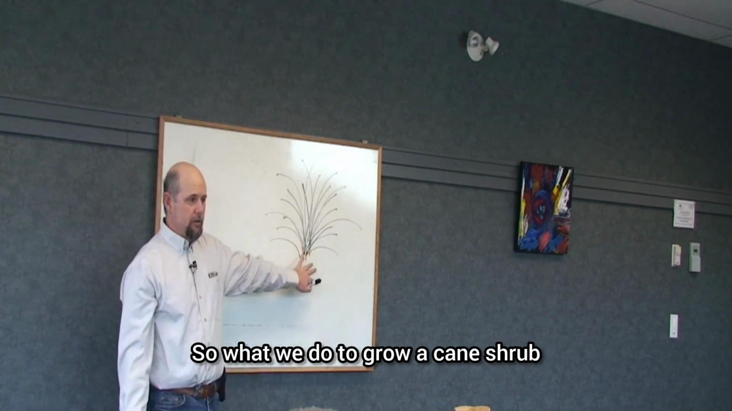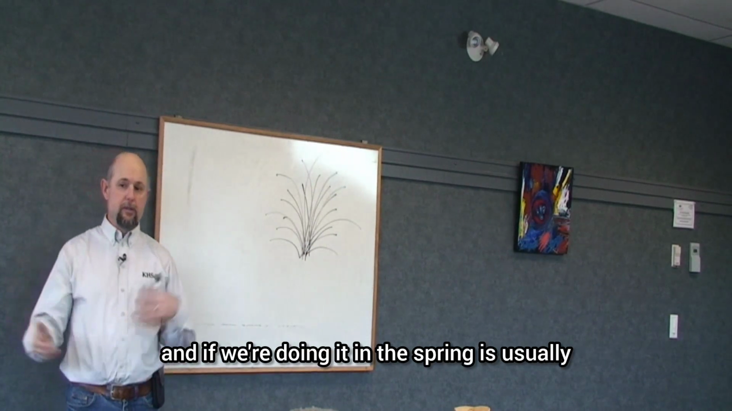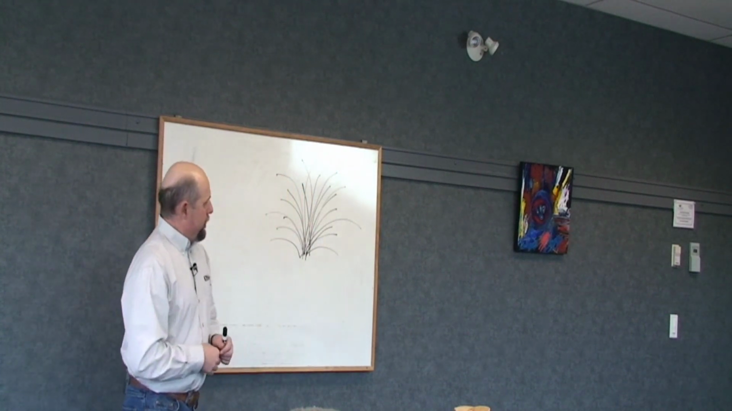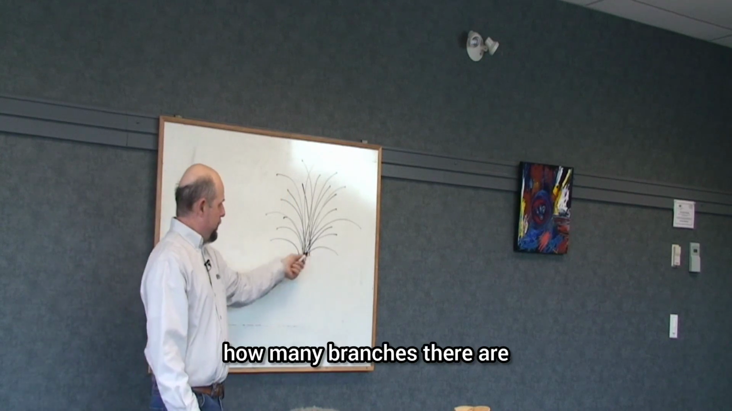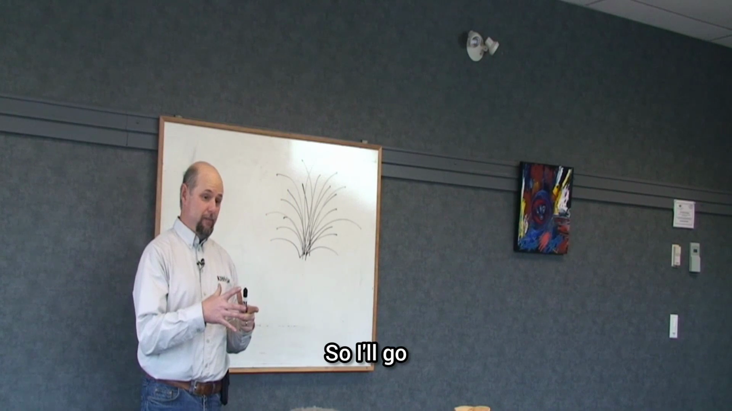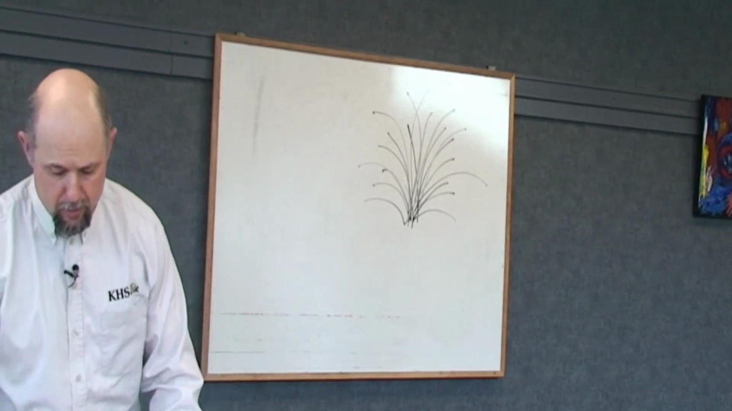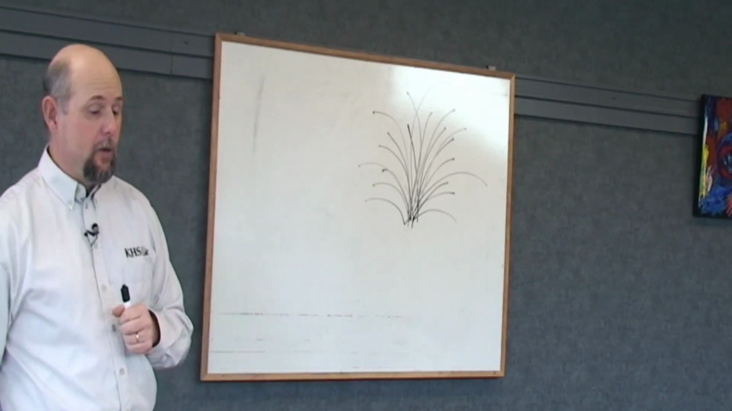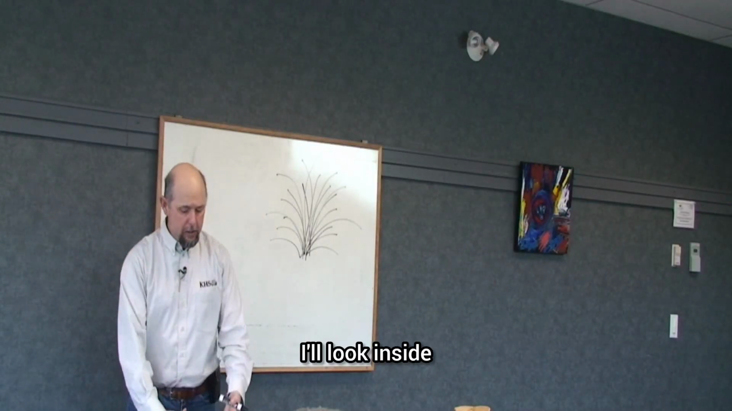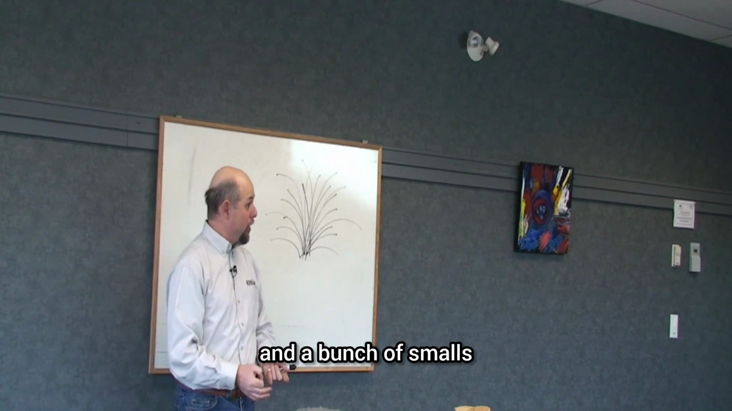So what we do to grow a cane shrub, every time we go to see a cane shrub, we look at it, and if we're doing it in the spring, that's usually when they're done. But there are some variations. We look at it, we assess how many branches there are. And the very first thing I do is I know I've got to get rid of some of that old stuff. So I'll go inside, I'll use a big pair of loppers, or a saw of some sort. And I'll get in there and hack out the biggest branches. I'll look inside and say there's 3 or 4 really big old branches and then a bunch of mediums and a bunch of smalls.